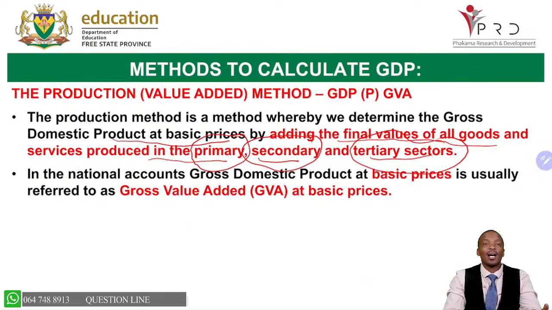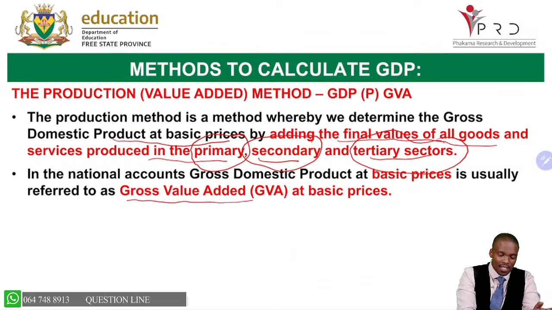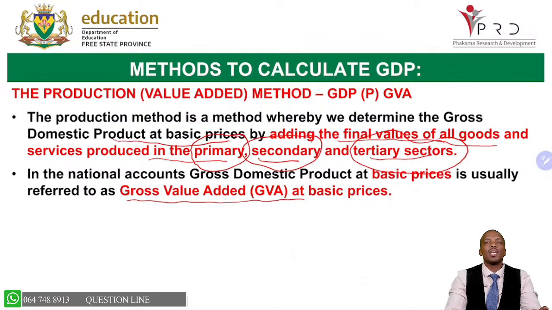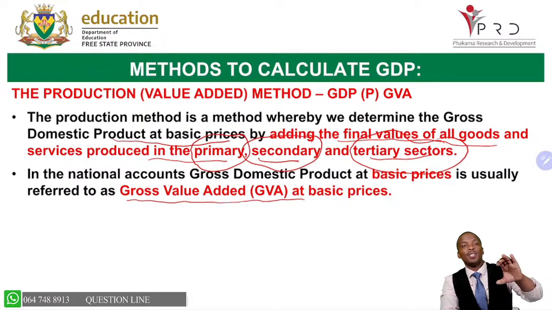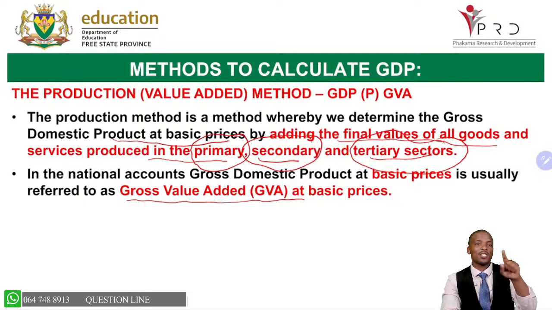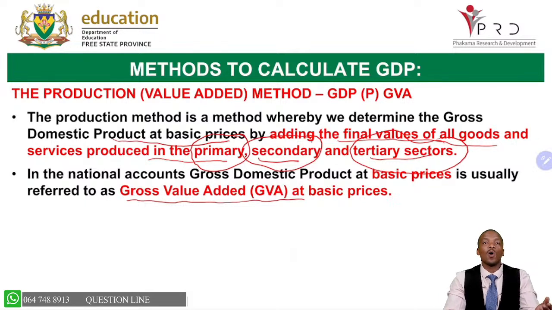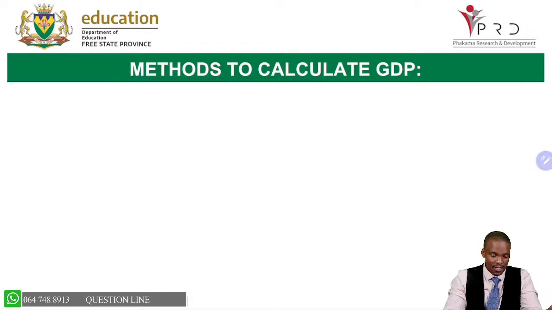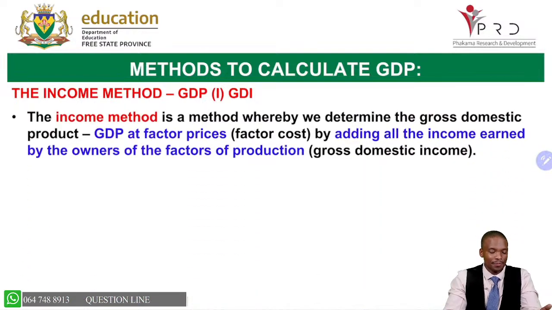Okay. In the national accounts, the gross domestic product at basic prices is usually referred to as GVA at basic prices. So we might give you a table and then we put a question mark and then we say what is labeled by A. Then you can tell us to say it is GVA at basic prices or gross value added at basic prices. The income method.